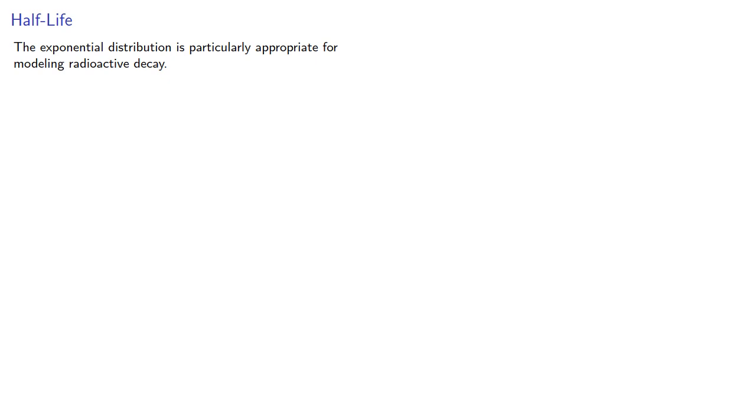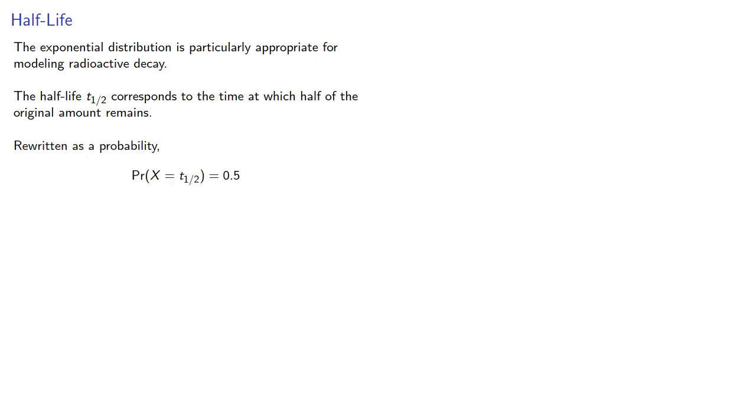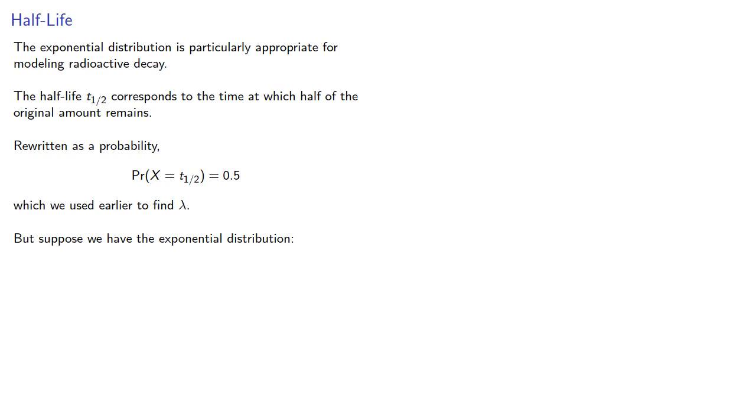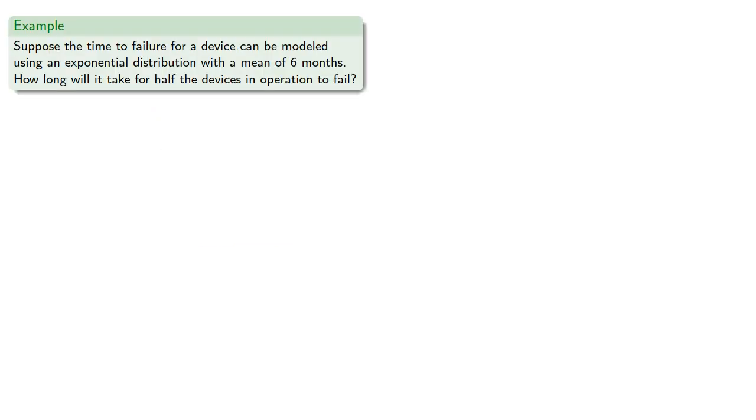Now, the exponential distribution is particularly appropriate for modeling radioactive decay. The half-life, T1/2, corresponds to the time at which half the original amount remains, or rewritten as a probability, which we used in an earlier example to find the rate parameter. But suppose we have an exponential distribution, can we find the half-life? Well, let's hope so, because that's what we're about to try.